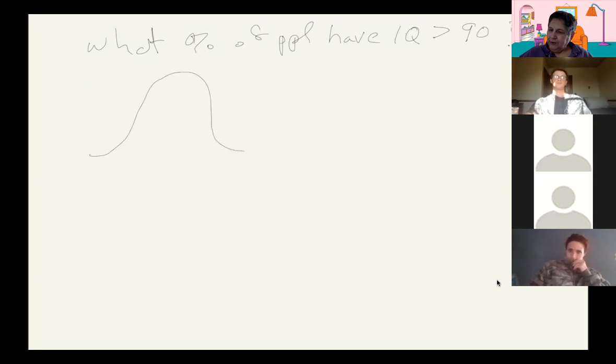So we draw the curve and we put the 100 in the middle. And then we figure out where to put the line for 90. 90 is below 100, so I draw a line anywhere down here, it doesn't matter, and say x equals 90. And now I shade in what I want, which is what percentage of people score above 90. So what I want is this whole yellow section.